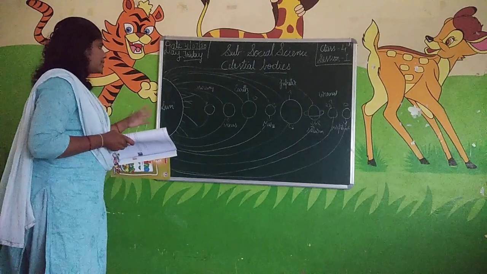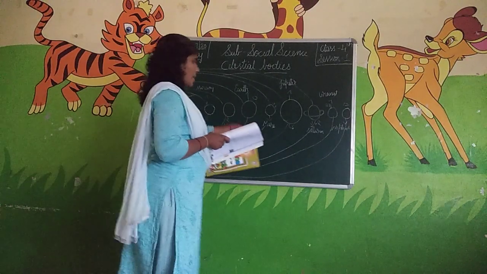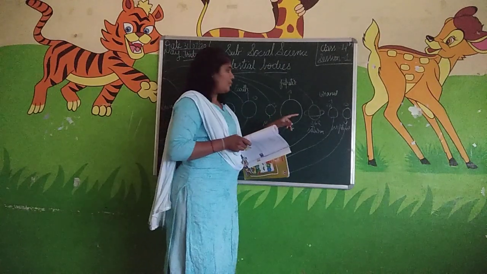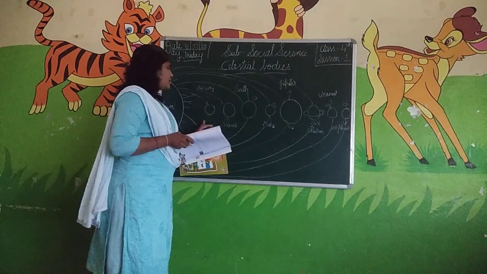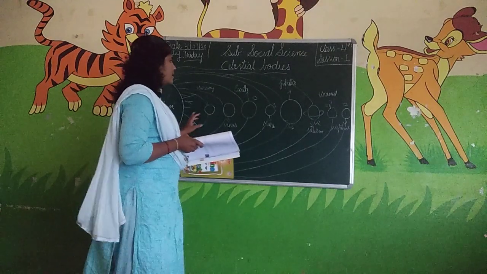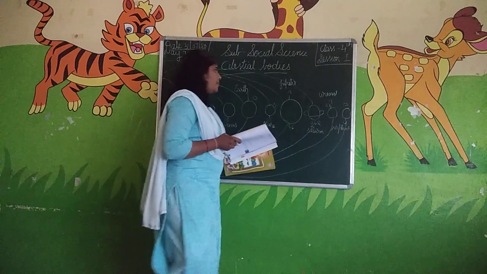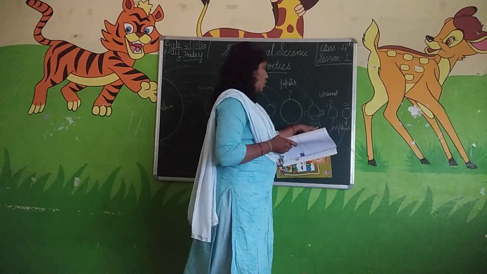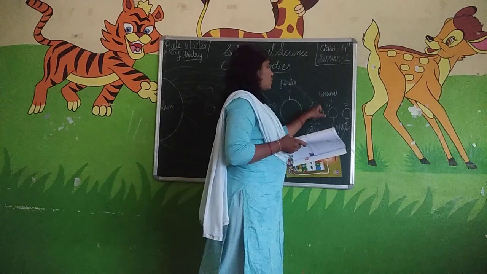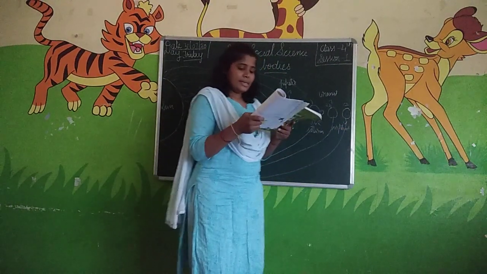There are 8 planets in the solar system: Mercury, Venus, Earth, Mars, Jupiter, Saturn, Uranus and Neptune. Mercury and Venus do not have any satellites. Earth has 1 satellite. Mars has 2 satellites, and Jupiter has 66 satellites. Saturn has 62, and Uranus has 27. And last, Neptune has 13 satellites.